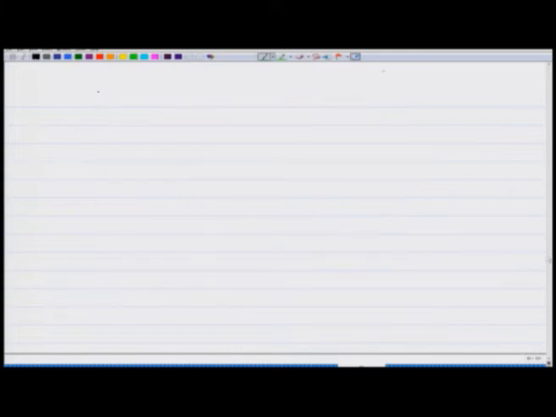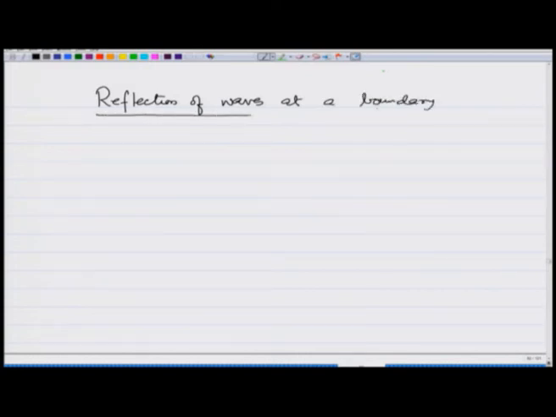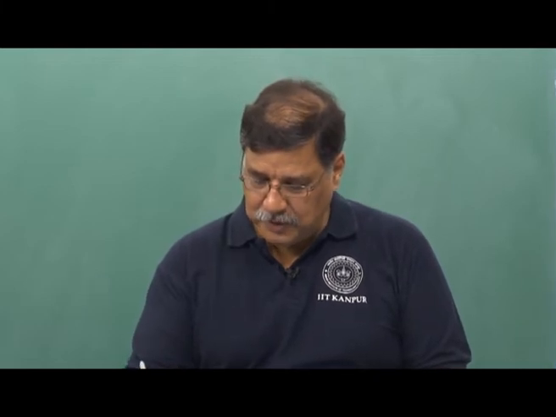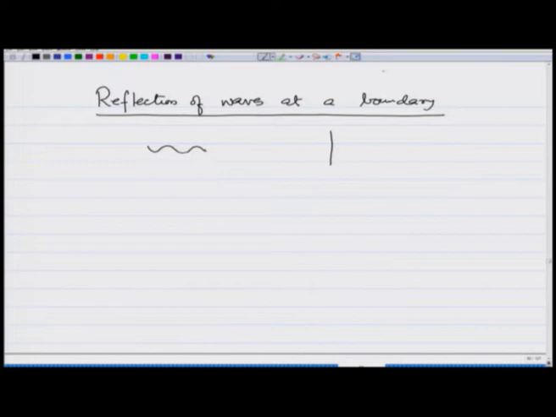Number 1, reflection of waves at a boundary. In describing all these phenomena mathematically, I am going to choose my points conveniently so that the mathematics becomes simple. So, in this case what I am going to do is, let there be a wave which is coming to the right and gets reflected at point x equals 0 by a hard wall, all right.